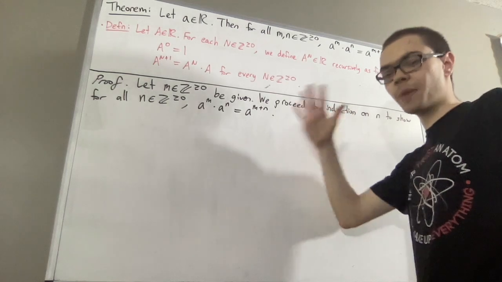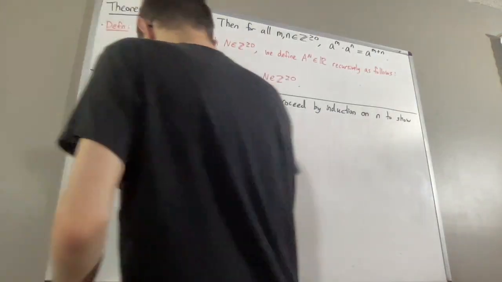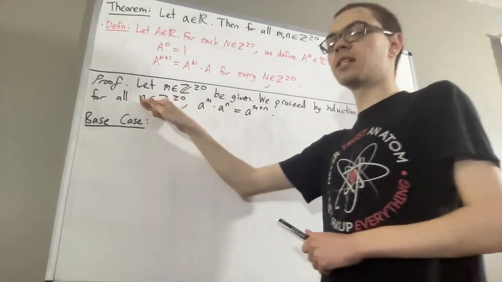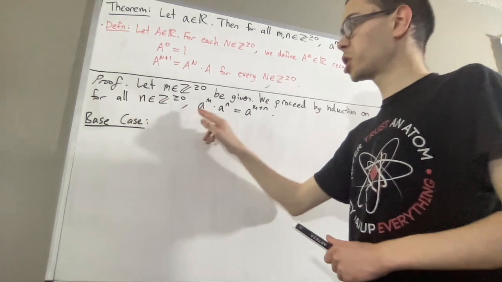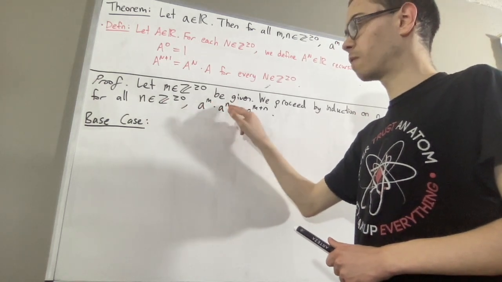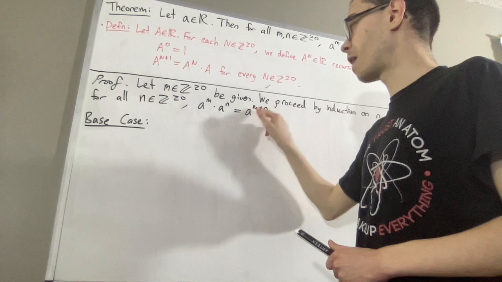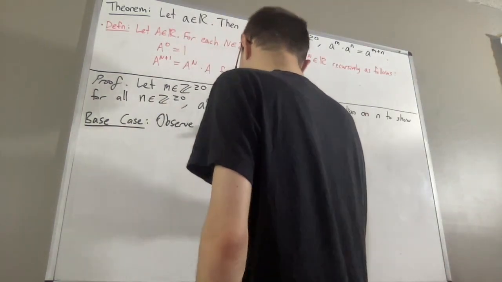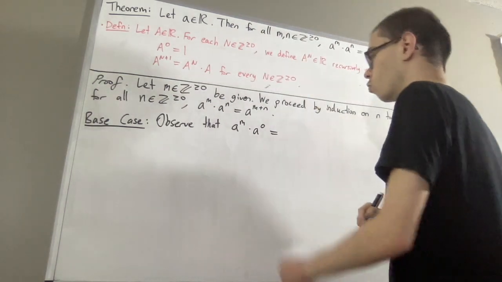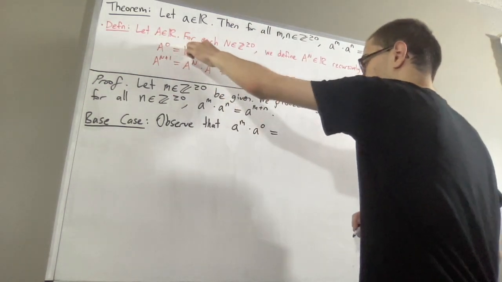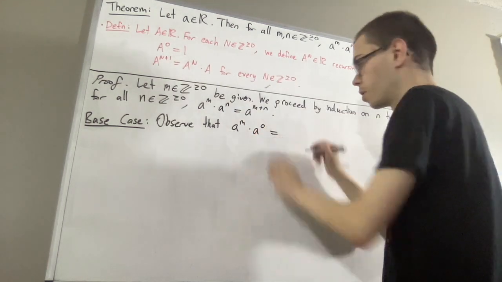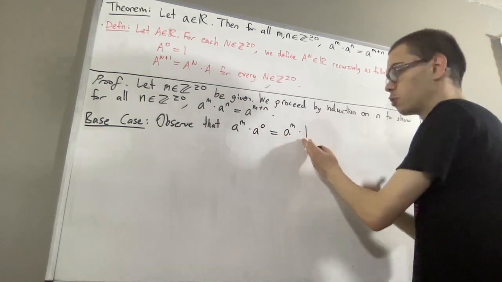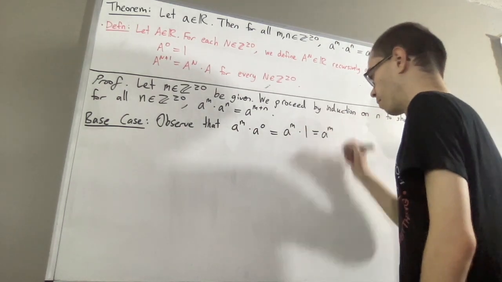So let's start with the base case. In the base case, we're trying to show that this equality is true in the case where n is equal to 0. So we're trying to show that a to the power of m times a to the power of 0 is equal to a to the power of m plus 0. So let's write out the left-hand side. Now, we know, according to the first part of the definition, a to the power of 0 is just 1. So this is just a to the power of m times 1, and any real number times 1 is just going to be that real number.